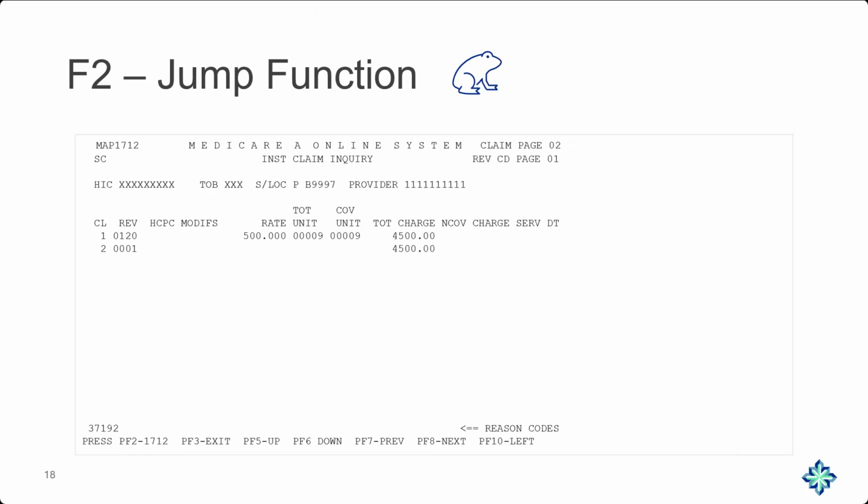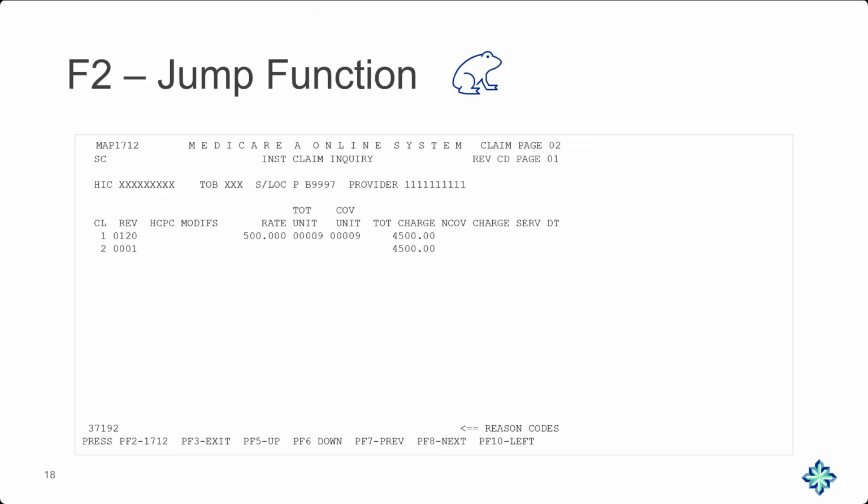Next function key that we want to talk about is F2. And this is considered your jump function. So it's for line item detail information. If we were on page 2 of our claim, which I have an example here, you can see right here, it says claim page 2 in the top right corner. This is the page that contains the revenue codes and the charges, everything that you're billing Medicare for. So your F2 key will jump to a detail for each line of revenue.